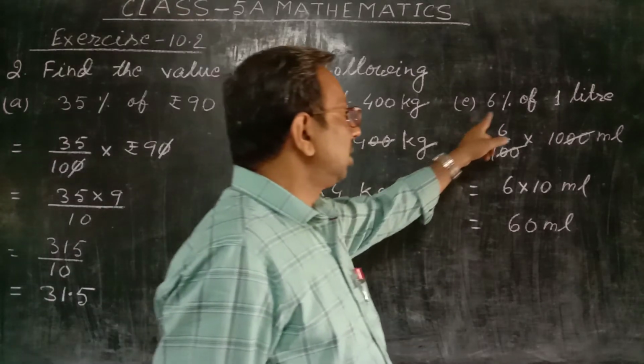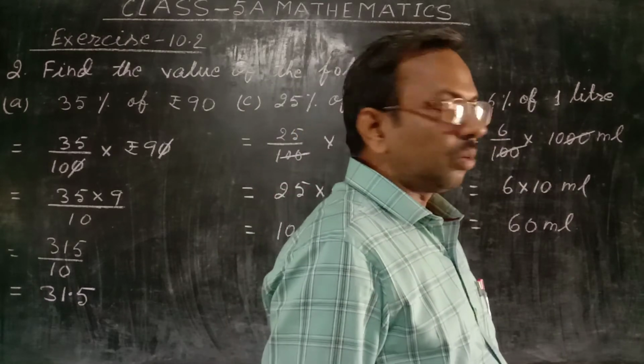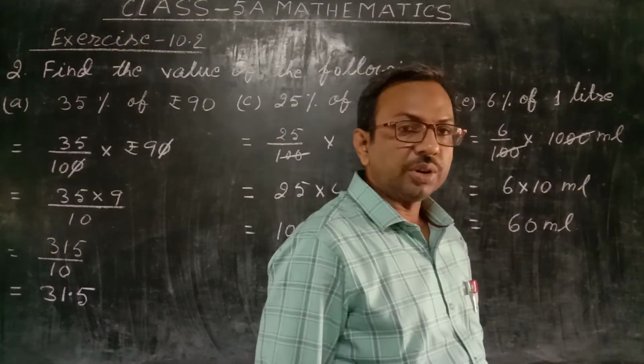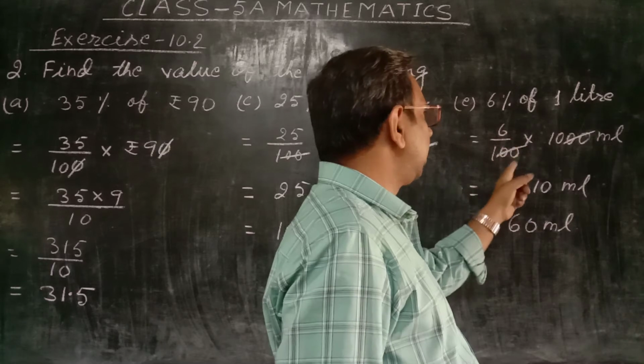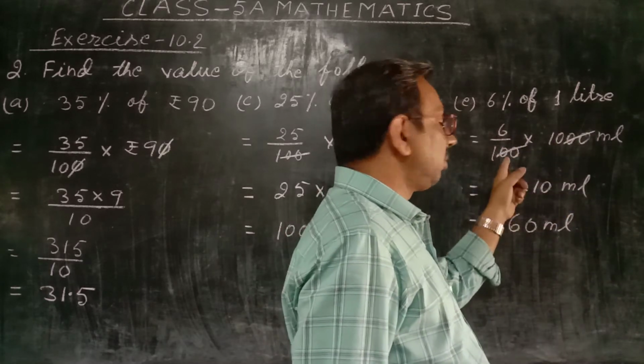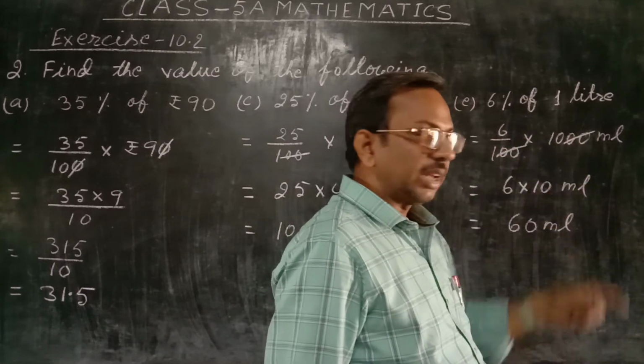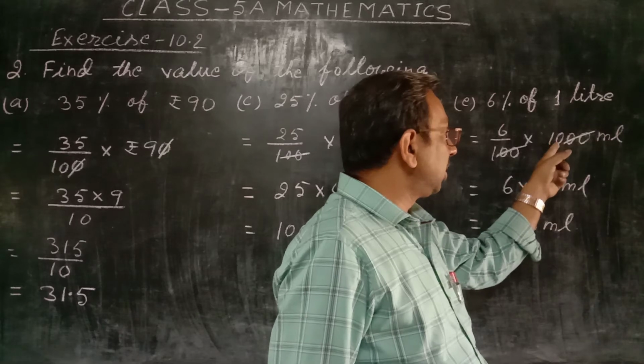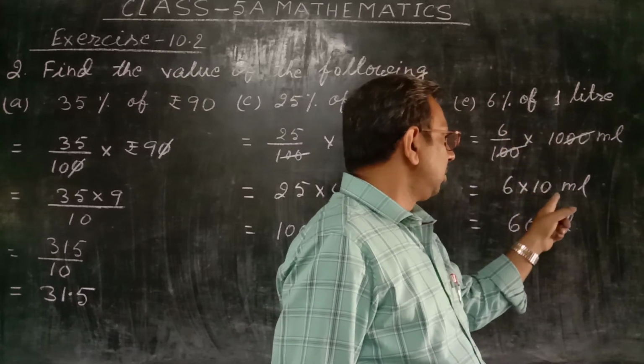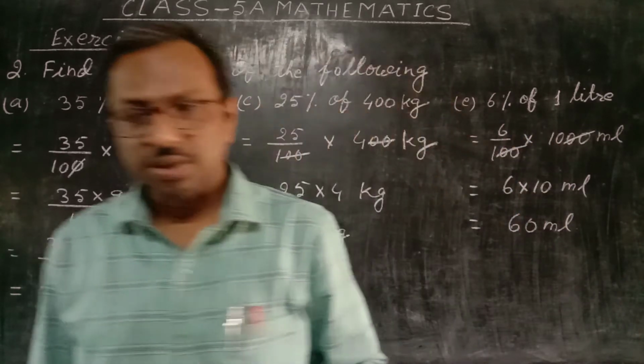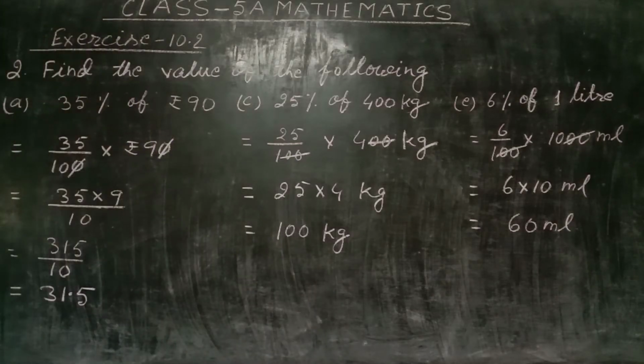Question number E, 6% of 1 liter. 1 liter is changed into milliliter, became 1000 milliliter. So I wrote 6 by 100 into 1000 milliliter. This double zero of 100 and double zero of 1000 cancel. 10 is left. 6 into 10 equal to 60 milliliter became the answer.